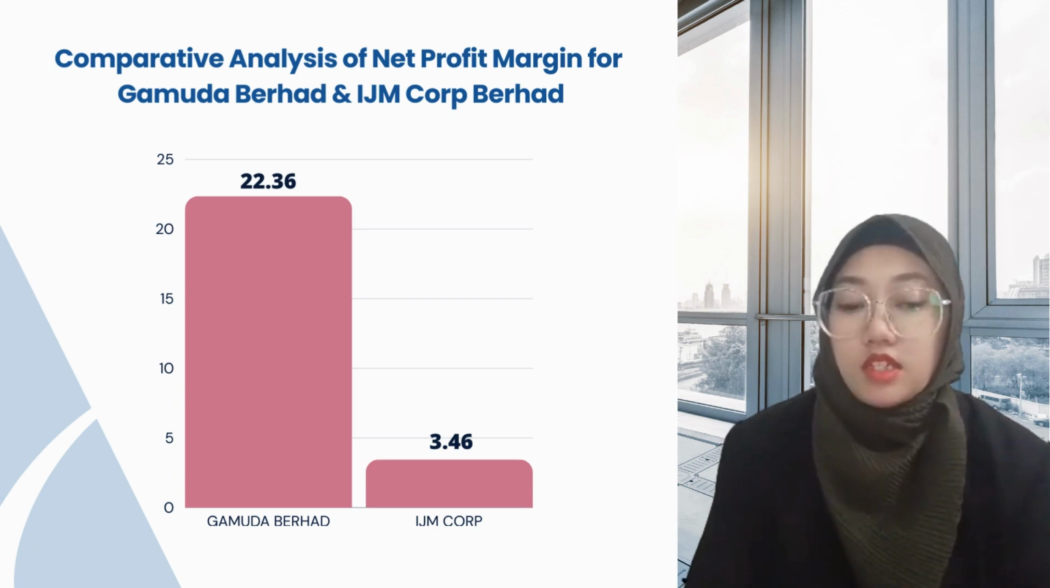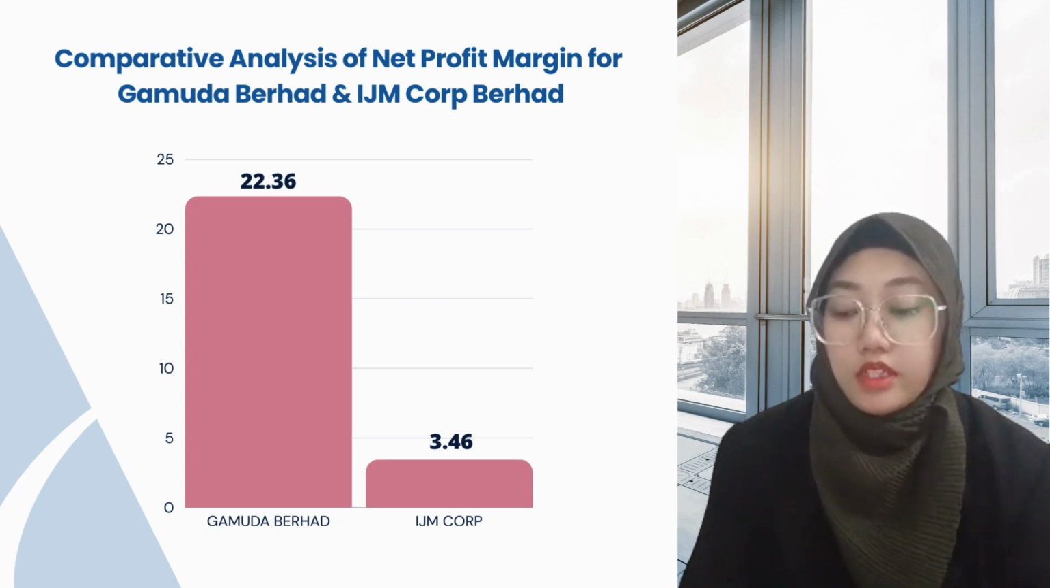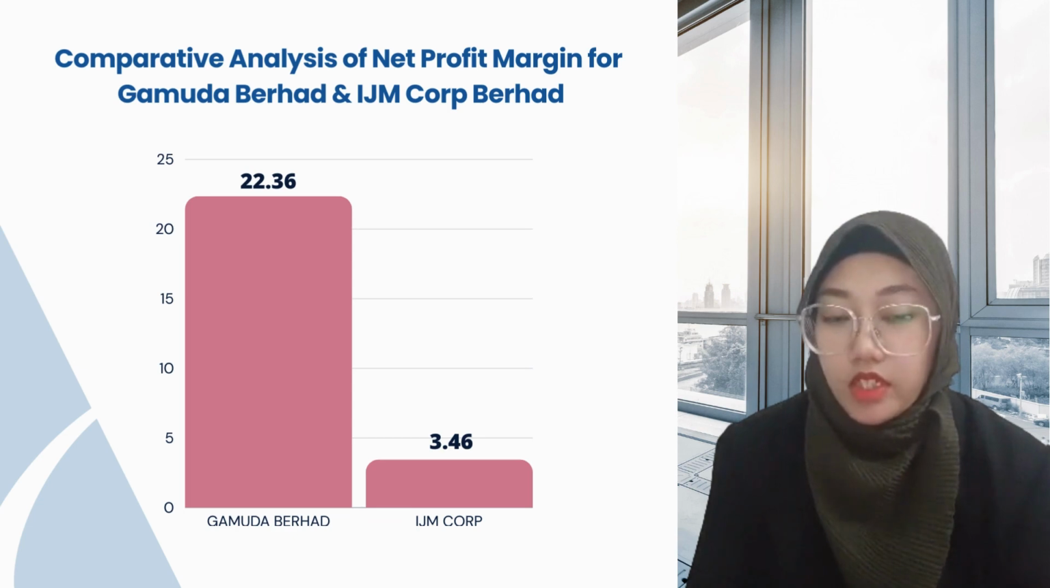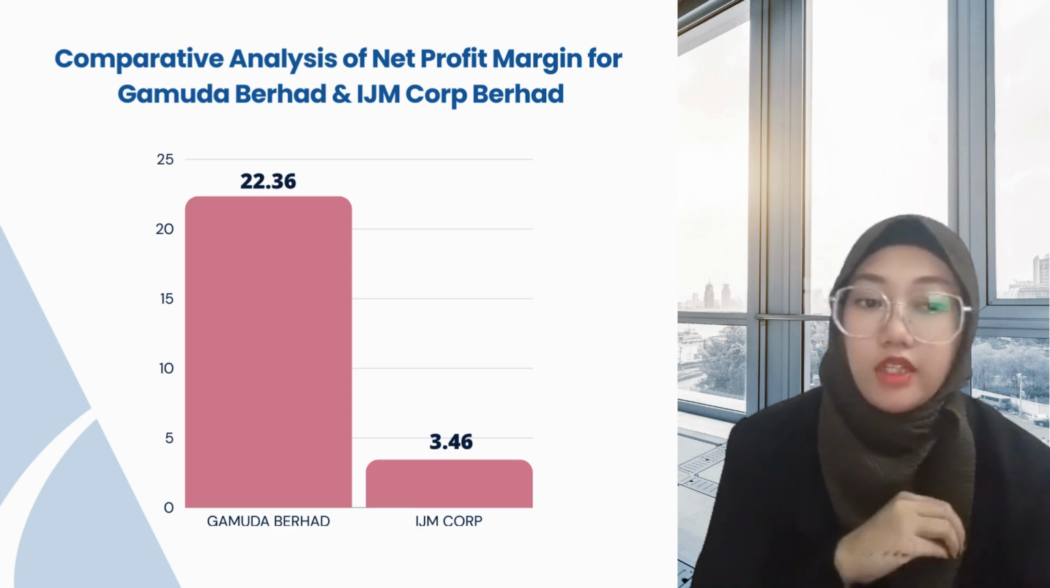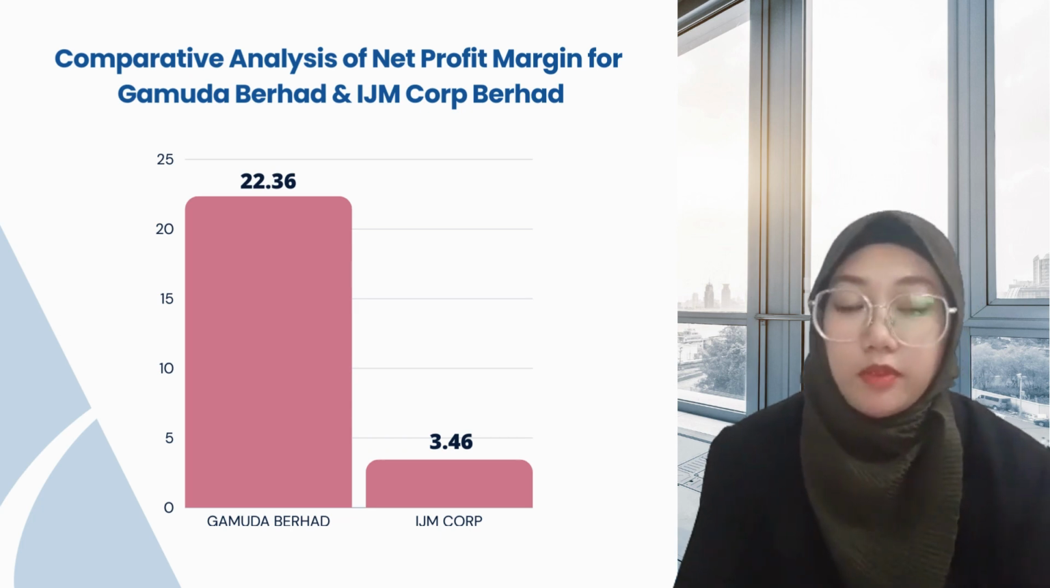This is because Gamuda Berhad had mainly profit in terms of tax profit than IJM Land. So their net profit becomes higher.